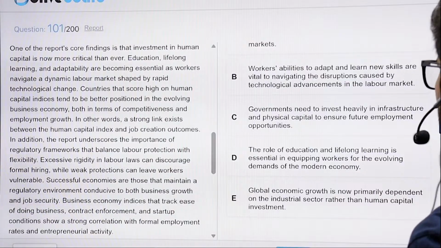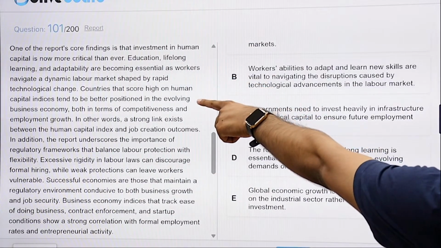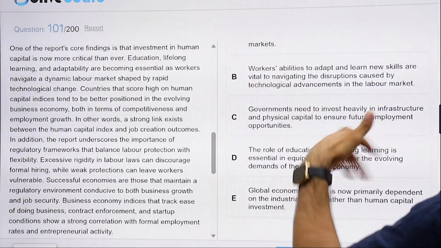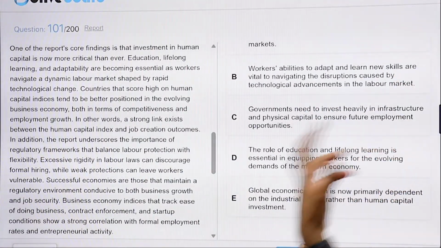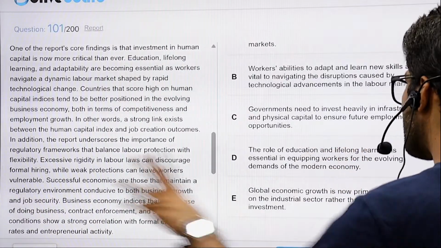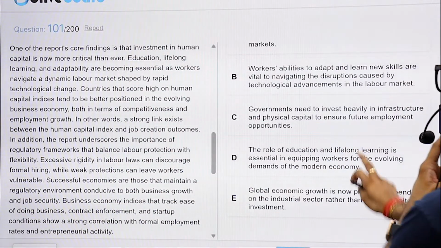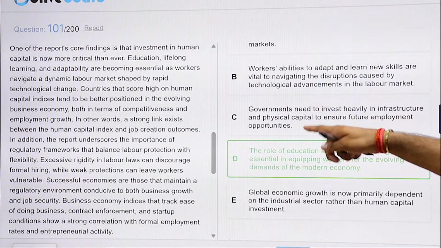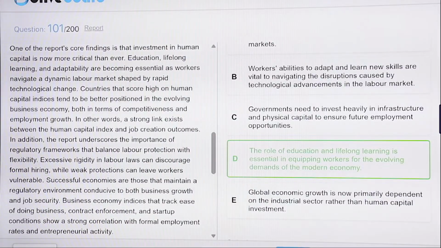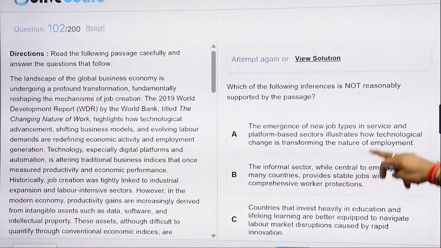The role of education and lifelong learning is essential in equipping workers. What they said? Human capital investment. Exactly. The role of education and lifelong learning is essential in equipping workers for the evolving demands of the modern economy. The fifth one is wrong. It's now primarily dependent on the industrial sector rather than human capital. Human capital, not the industry. We started with the industry historically. No, the last one is not supported by the passage.